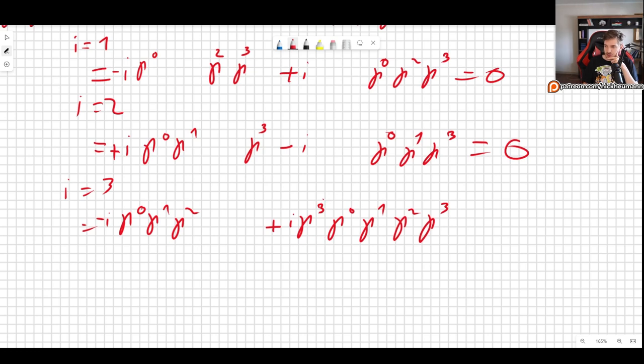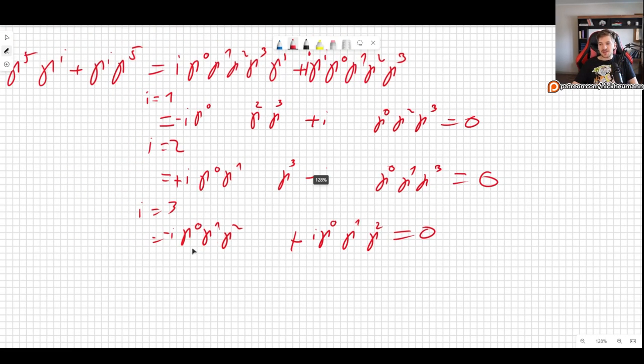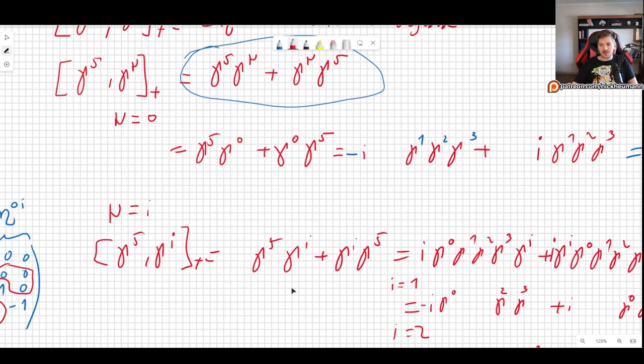And then we have to switch. Now, let's do this fast. We have to switch once, we have to switch twice, we have to switch 3 times. So that gives us 3 minus signs, which will give us a minus in front. So this will be 0, 1, 2, 3. So 0, 1, 2, 3. This gives us another minus sign, and this is positive, and it's also 0. There we go. So we have seen that in every single case, this anti-commutator is zero.